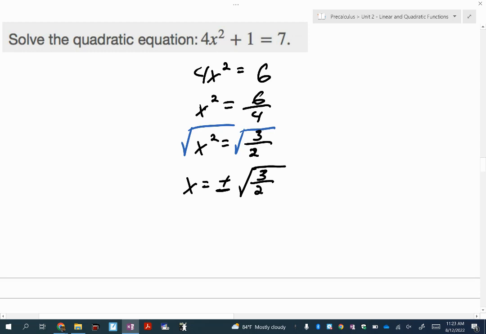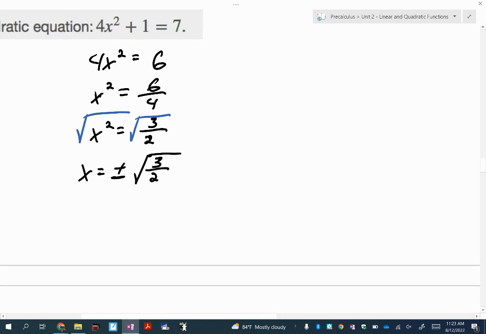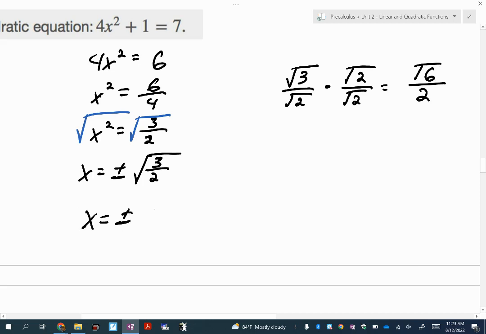And I'm not going to leave that, right? You learned in Algebra 1 that you need to rationalize the denominator. So I'm going to rewrite that as the square root of 3 over the square root of 2 and then rationalize the denominator. Hopefully you recognize these steps from your algebra days, which is going to give me the square root of 6 over 2 with no more radical. So I'm going to write this answer as x equals plus or minus the square root of 6 over 2.